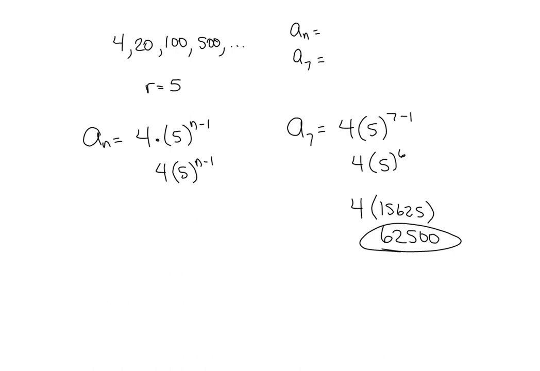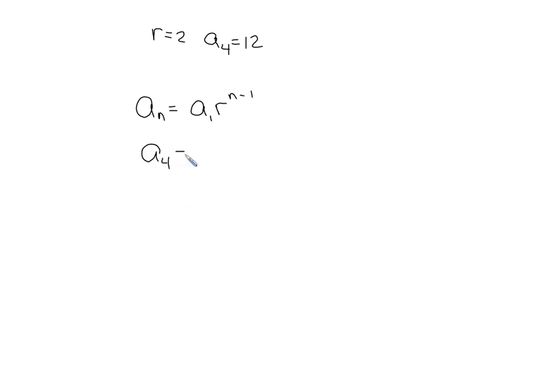Questions about that, guys? So does everybody see how easy that is to work with? Now, there is the slightly more complicated version, or versions. So what if they ask you to find the rule if r is equal to 2 and a sub 4 is equal to 12? Well, we know that an is equal to a1 times r to the n minus 1.